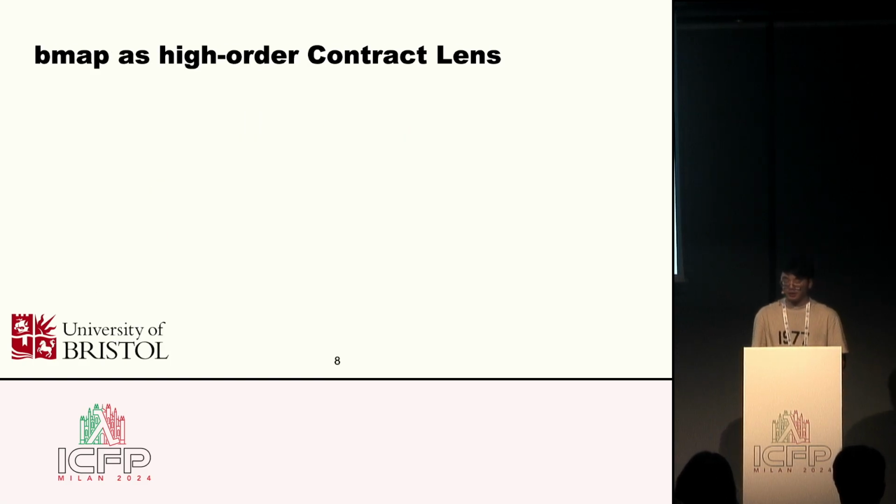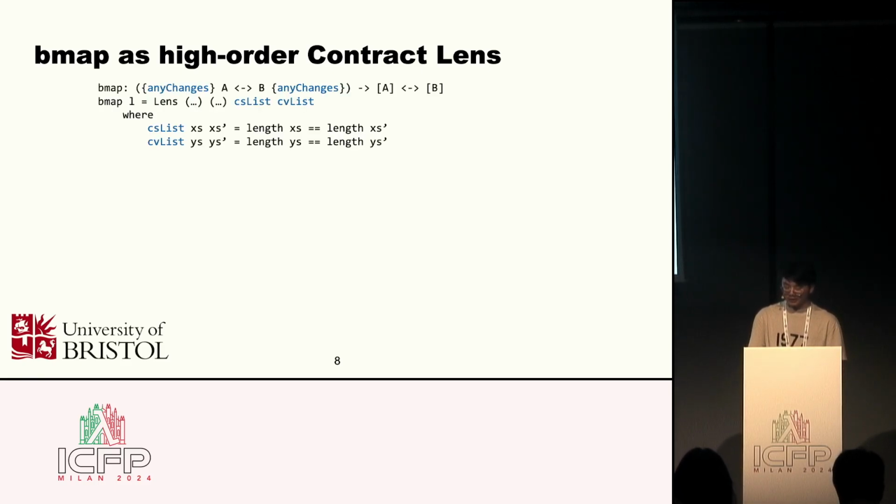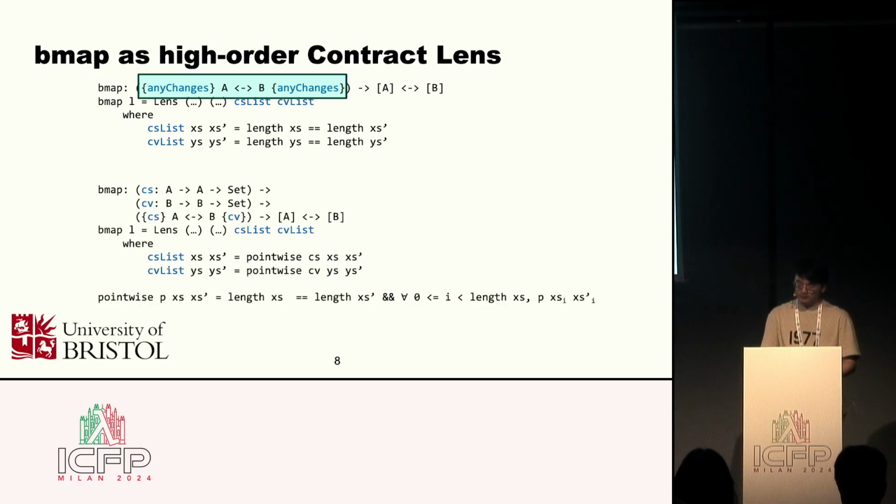In fact, the bidirectional map defined before is a high-order contract lens, meaning that its input component lens is also a contract lens, but we don't put any restriction on it. The input lens should have the source and view contracts that are trivially true. Here, we use "any changes" to indicate the contract that is trivially true. We write contracts around the lens type to indicate a requirement on the input lens. We can go a bit more generic and put different requirements on the input lens.